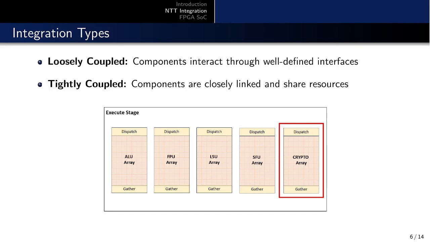Okay, now let's talk about integration types. We have two types of integration, either loosely coupled or tightly coupled. In loosely coupled, we take our component and treat it as a black box, a standalone unit that communicates with the CPU, maybe through a well-defined interface such as an AXI interface. The other type is tightly coupled, where we take our component and place it inside the CPU or the GPU, so it shares the internal resources. In our case, we chose the tightly coupled. In the execute stage, we added our own crypto array where we will place our NTT unit.